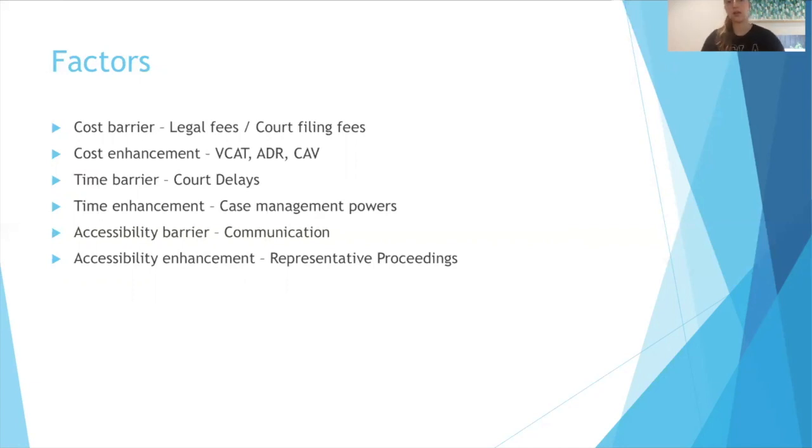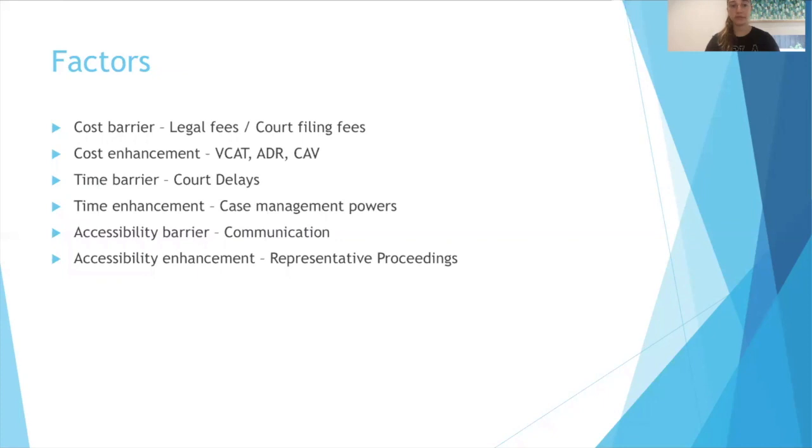For something that increases costs, you could talk about legal fees and court filing fees and how that reduces access and equality. For cost enhancement, you could talk about VCAT, CAV, and additional dispute resolution such as mediation, conciliation, arbitration, and how they increase equality and access by reducing costs, stress, and time for parties.